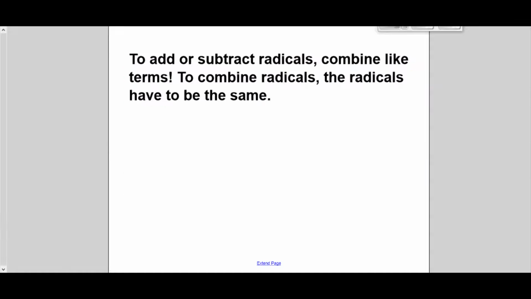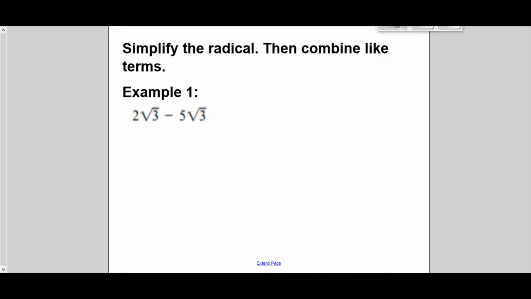So to add and subtract radicals, all it really is, is combining like terms. To combine like radicals, you're just looking for what's underneath the radical to be the same. So let me show you an example. Example 1 says simplify the radical and then combine like terms. So if you can simplify, you're first going to need to simplify, and then you can combine like terms.